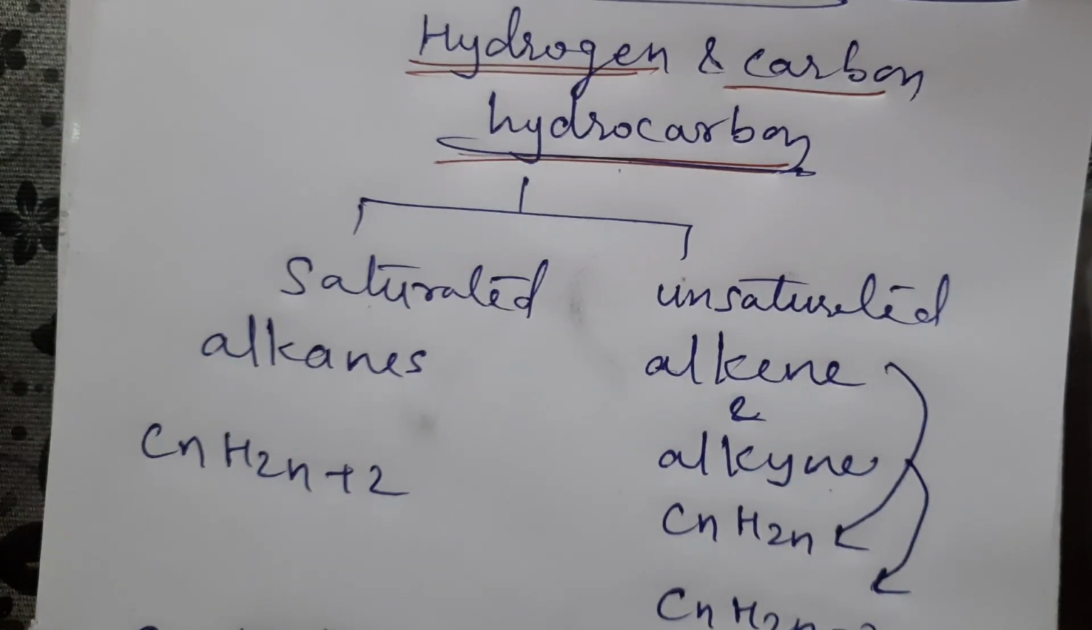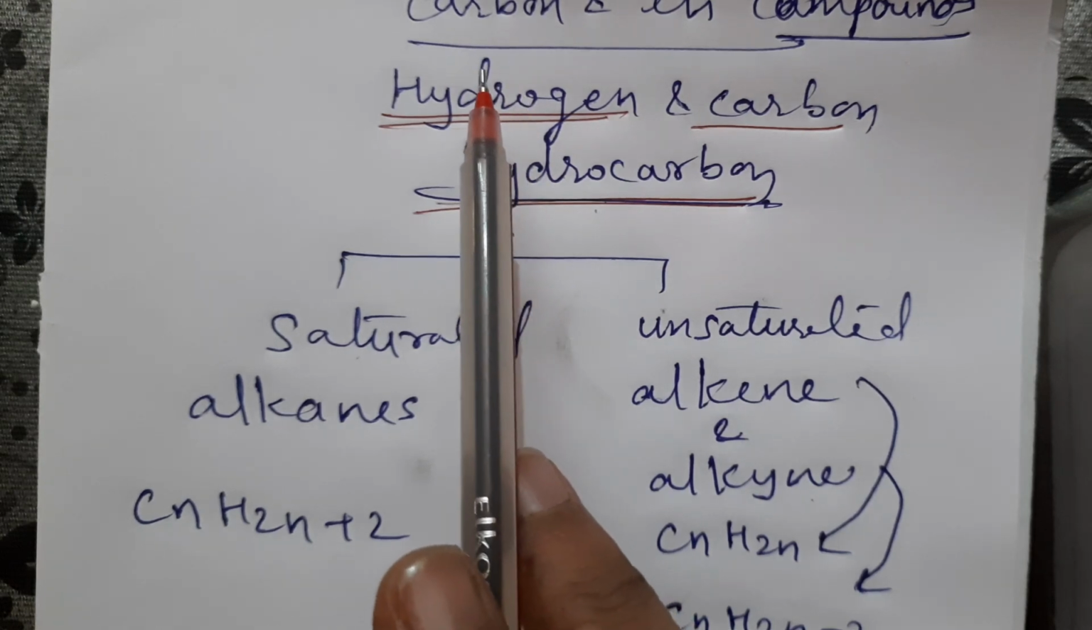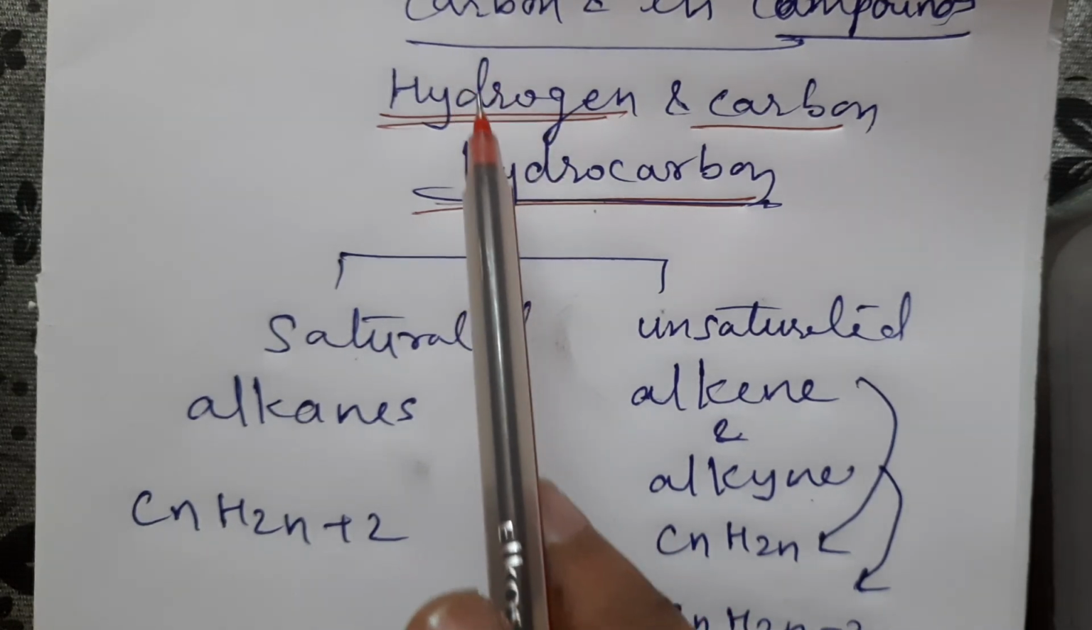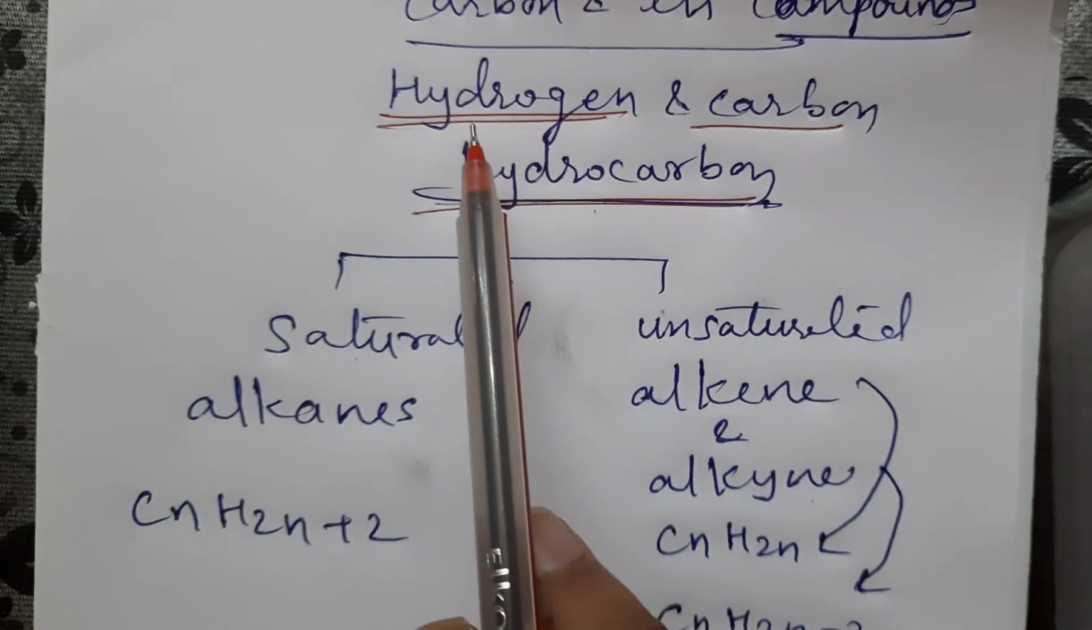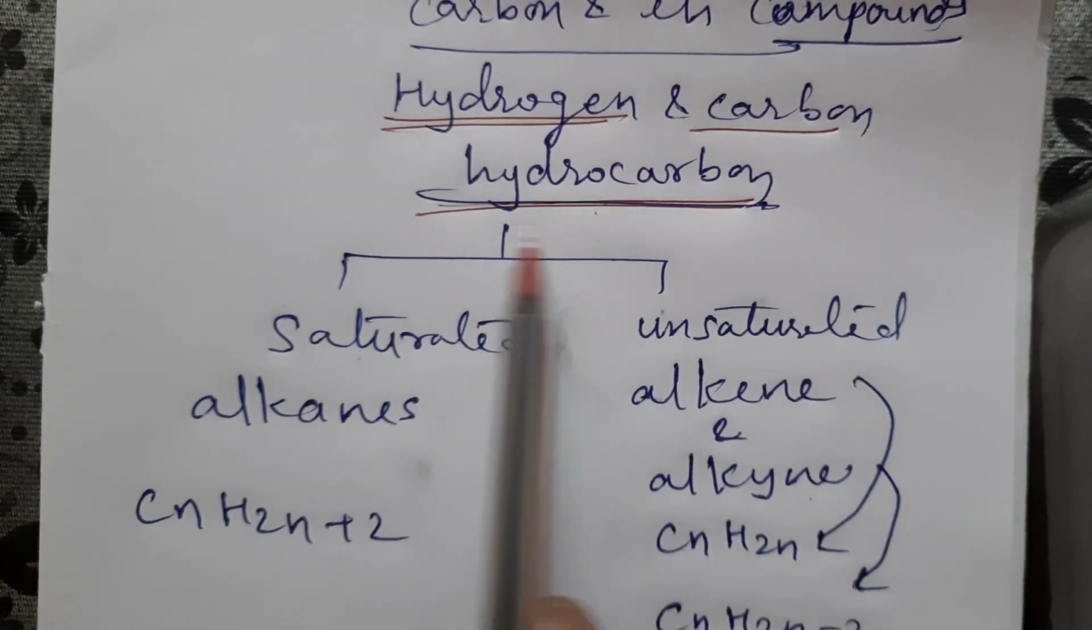Let's start with carbon and its compounds. Today we are going to start the 4th chapter of chemistry of CBSE 10. Why do we call them hydrocarbons? Because the compounds are made up of hydrogen and carbon, they are called hydrocarbons.